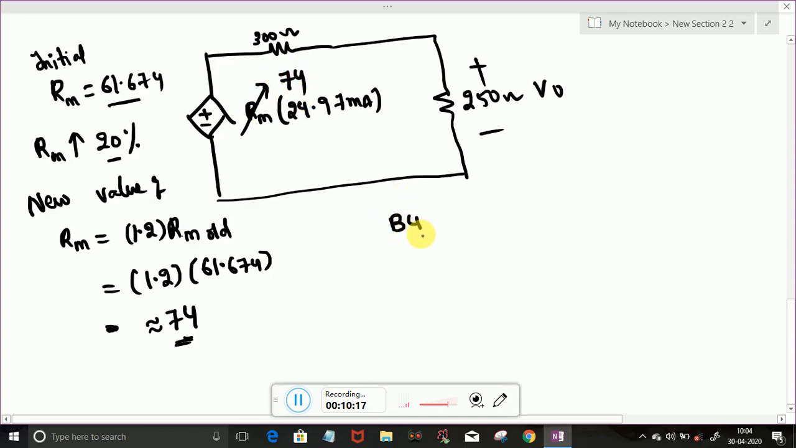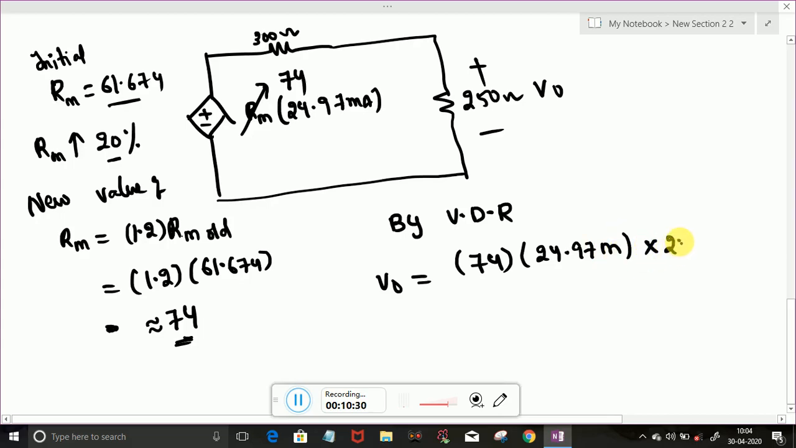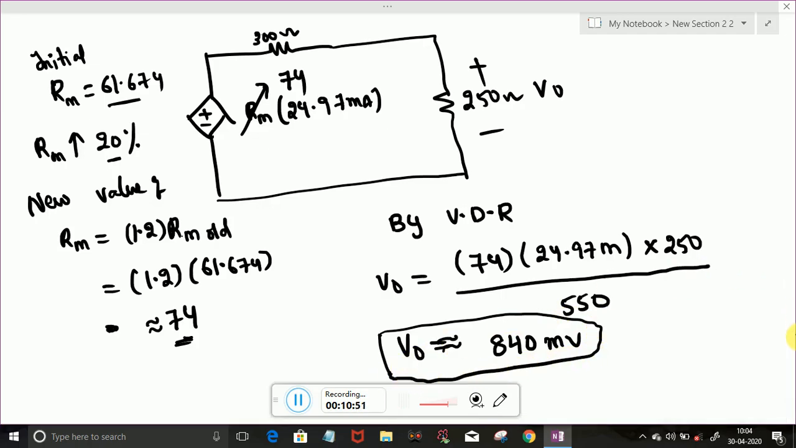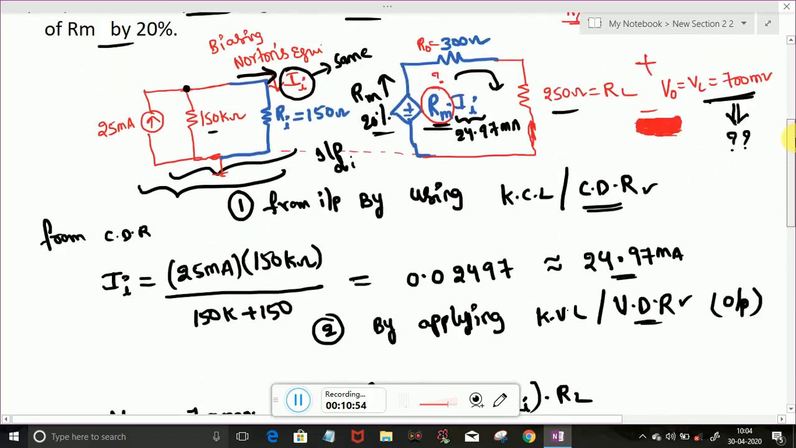Now again, to find V0, you simply apply the voltage division rule. So V0 equal to 74 into 24.97 milli into 250 ohms by 250 plus 300, that is 550. Now if you simplify this value, you will get V0 equal to approximately 840 millivolts. So we are done with the last part of the question also.